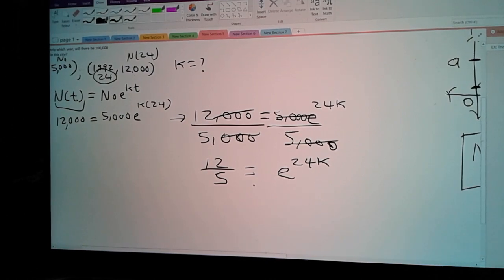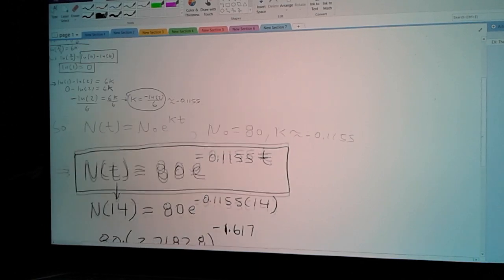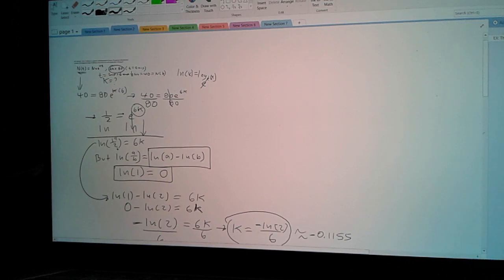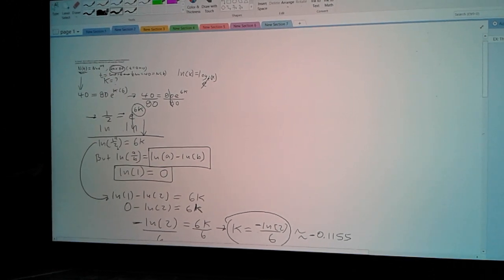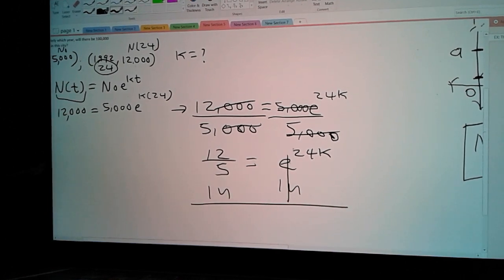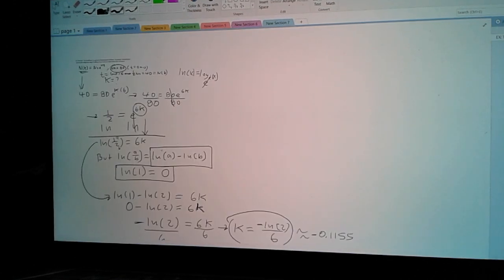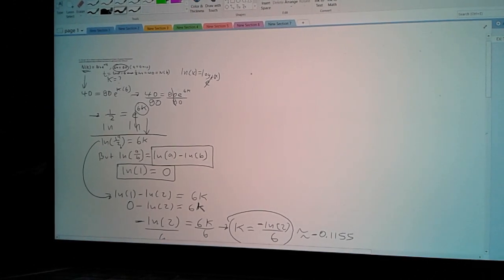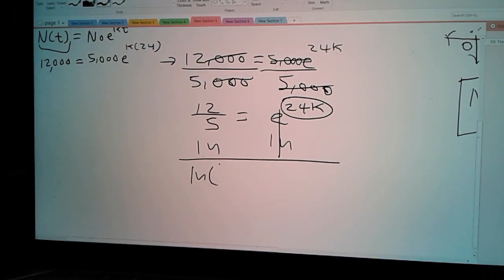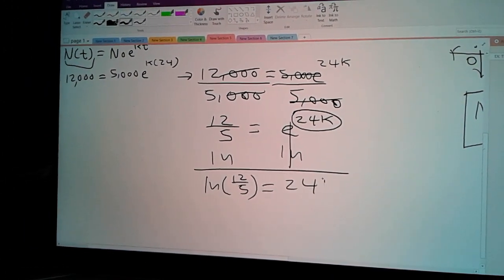So I have to take ln of both sides, just like I did in this problem. We took the ln of both sides of the equation at this point. So if I take the ln, we know that ln of e cancels out. So all I get is 24k. In this example, it was 6k. This time it's 24k. So I have ln of 12 over 5 equals 24k.